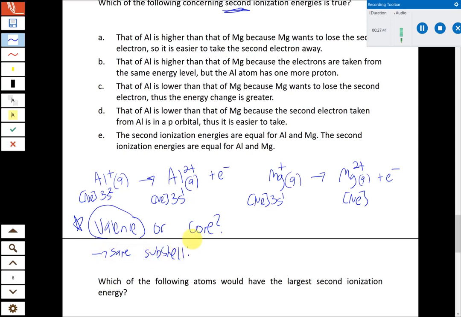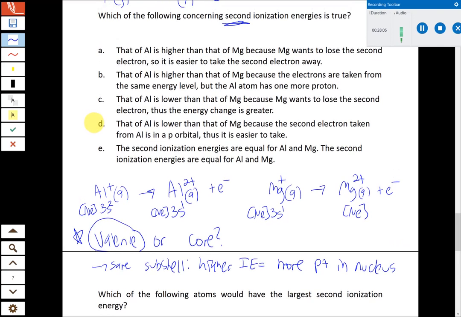The key determining factor in which one is going to be higher is going to be the one that has more protons. All right? Because if you're removing valence electrons and they're all coming out of the same subshell, the one that has more protons in the nucleus is going to hold on to its valence electrons more tightly. So even though the first ionization energies of aluminum and magnesium might behave differently, if we're talking about the second ionization energy here, in both cases, we're removing 3s electrons. Both cases are valence.